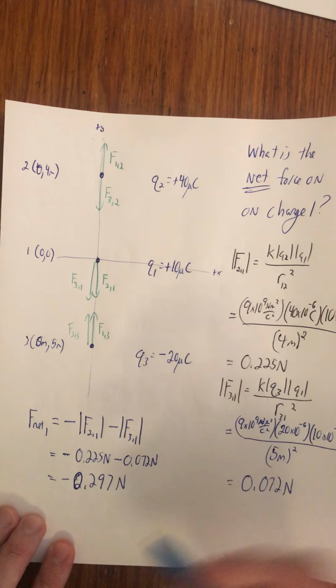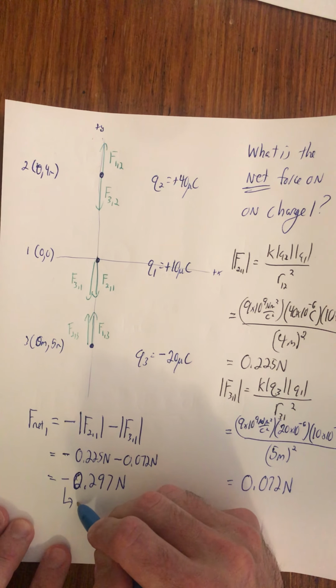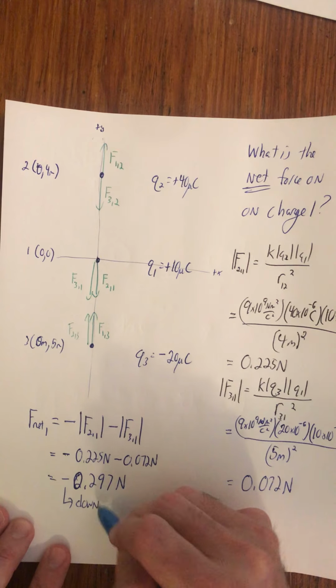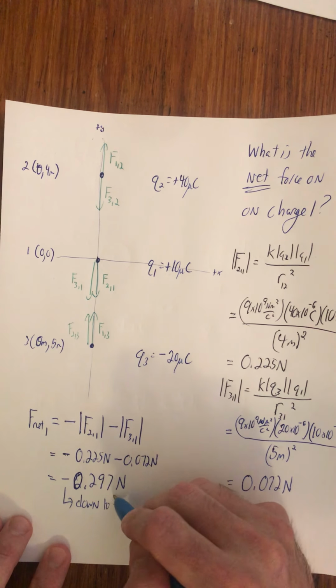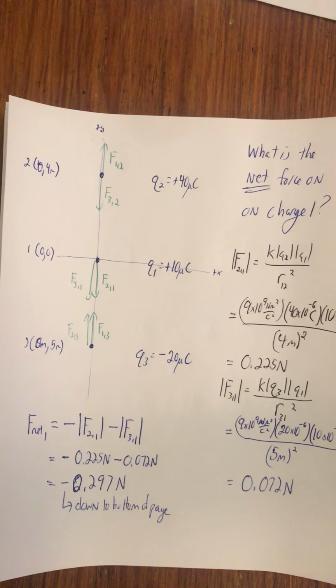0.297. That's within our boundaries. I don't need to put that in proper scientific notation. And remember, this means downwards towards the bottom of the page, right? To bottom of page. Awesome. So there you have it. I did that skill that we talked about before. So there we go with that.